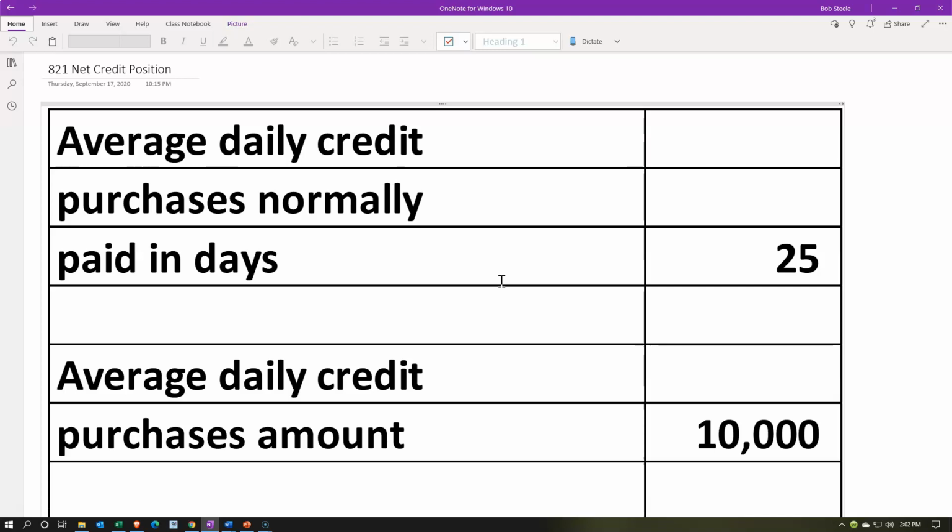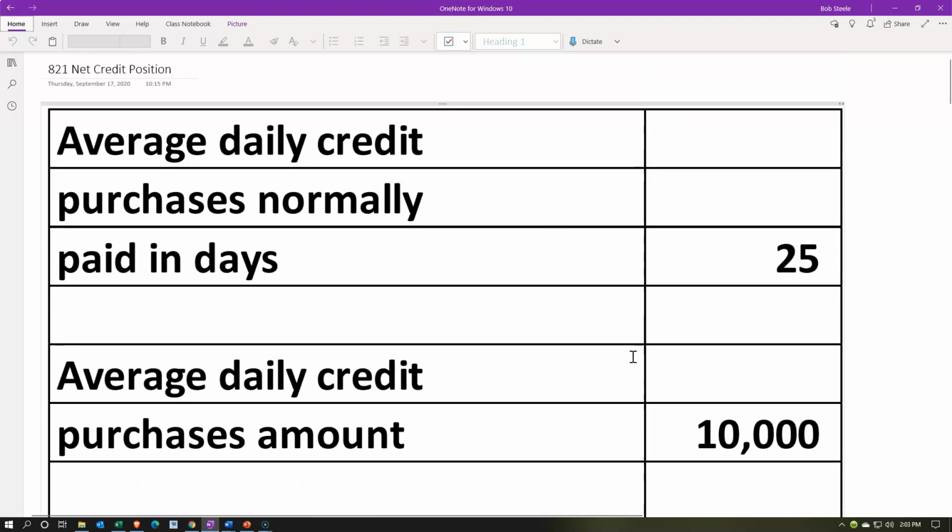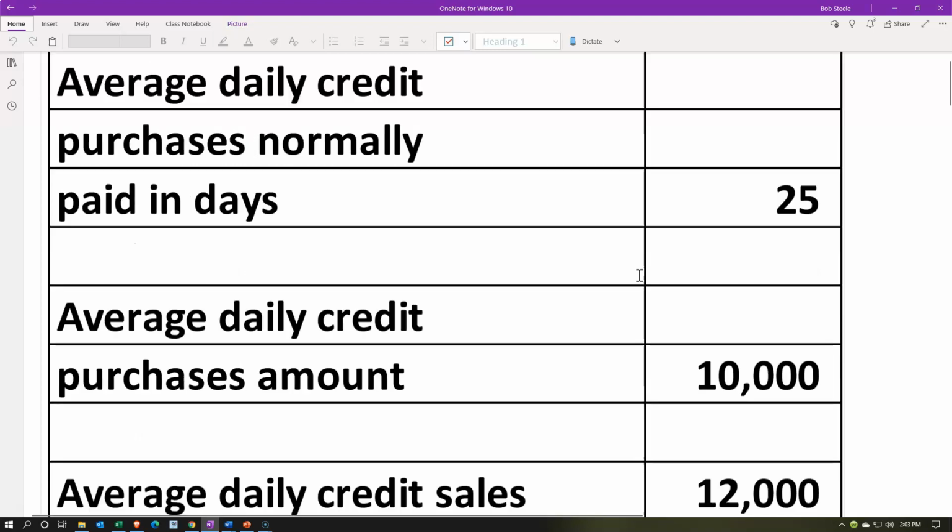Now, here's our information. Average daily credit purchases normally paid in days are going to be 25. We're saying that our average daily credit purchases per day are going to be 10,000, meaning on average per day, we purchase 10,000 items on account. And the average daily credit purchase normally is paid within 25 days. In other words, that's the average payment period that we pay off our accounts payable with.